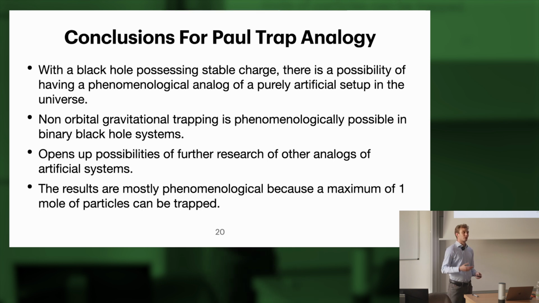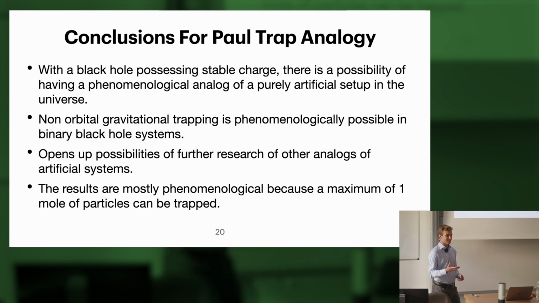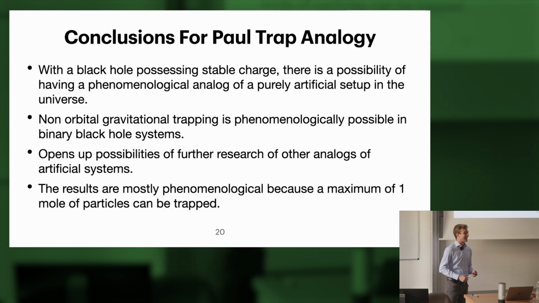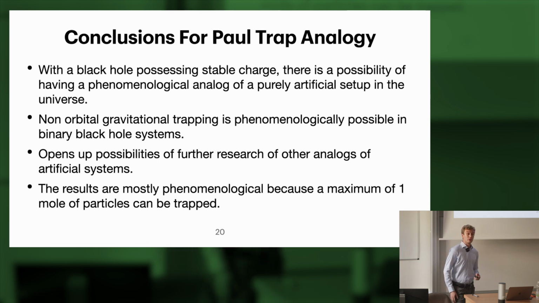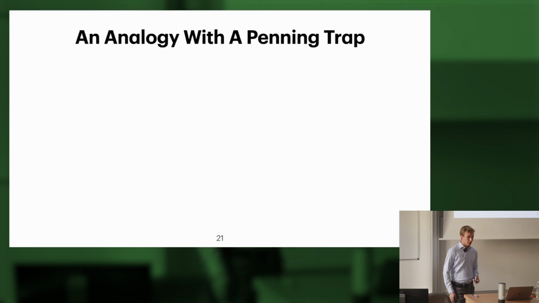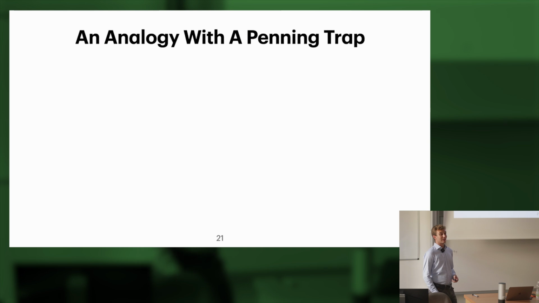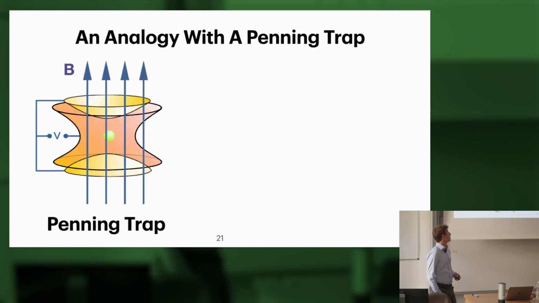Why is that? Because we can only trap like charges in the system, and like charges repel. However, we have another setup that I actually hinted at in the beginning of the presentation, which are Penning traps, and they can trap much larger mass, much more versatile, and much more exciting to look at. So how can we make an analogy with a Penning trap and a binary black hole system again?